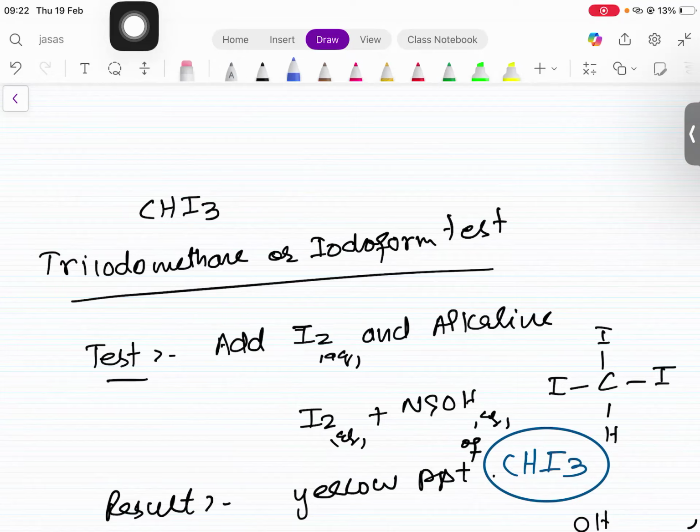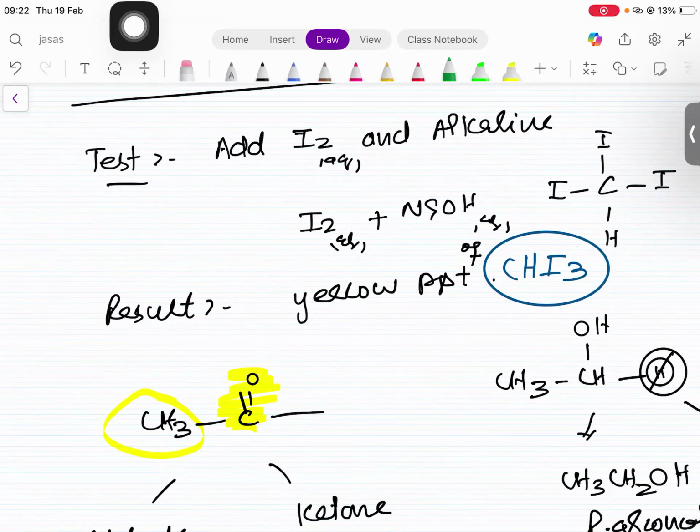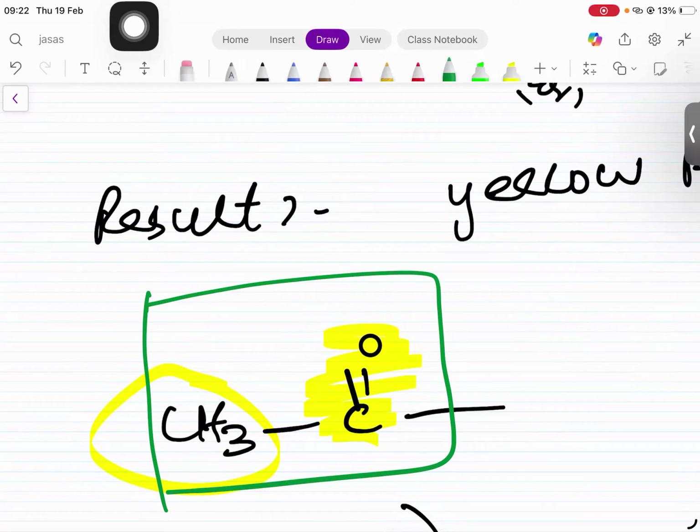Now, which functional group does this identify? Which functional group, when iodine is added, is going to give the yellow precipitate? This is not for one specific functional group, it has 4 different functional groups that can be identified. How? Look, for example, if you have CH3 next to C double bond O in any compound, it has a CH3 attached to C double bond O, and you add iodine, it's going to give you the yellow precipitate.